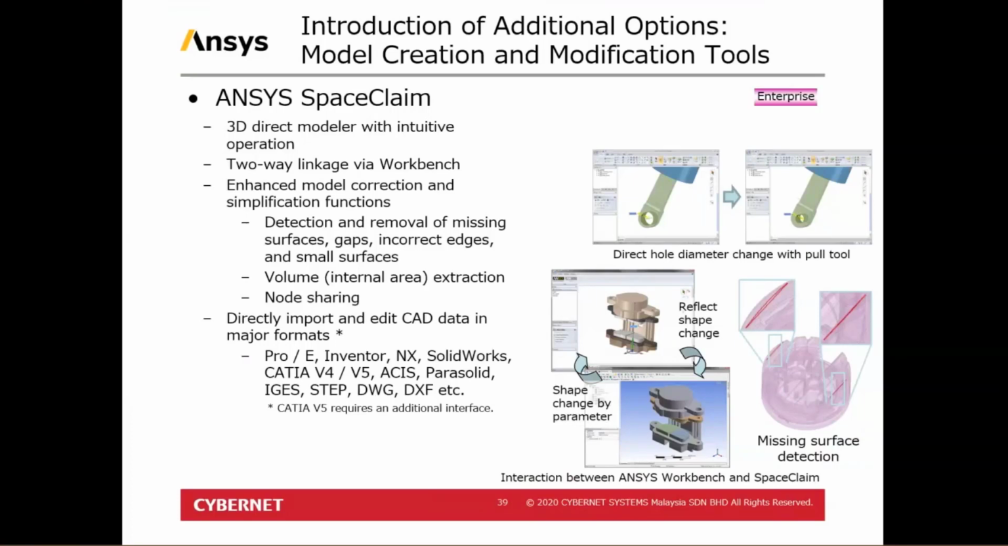SpaceClaim also has an enhanced model correction and simplification function. It essentially means that most CAD defects can easily be repaired with SpaceClaim. SpaceClaim can also create enclosures and volume extraction for fluid analysis quite easily. And then it also has a function to do a mid-surface to change your solid geometry into shell. Another feature that separates SpaceClaim from the other CAD software out there is the ability to import and edit CAD data from most major formats, for example, the likes of CATIA, Inventor, Parasolid, and so on and so forth.